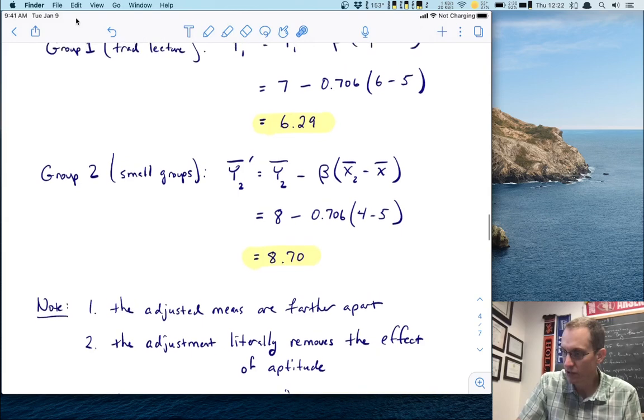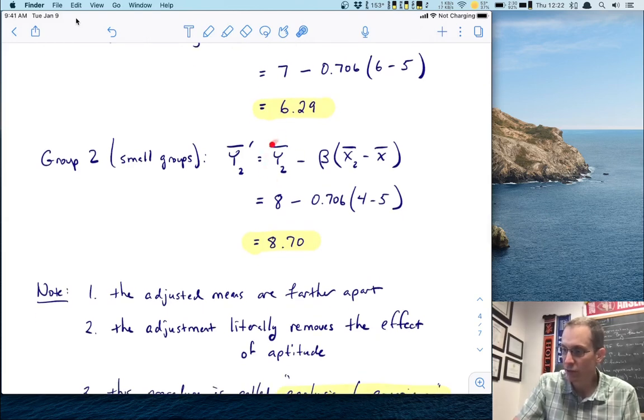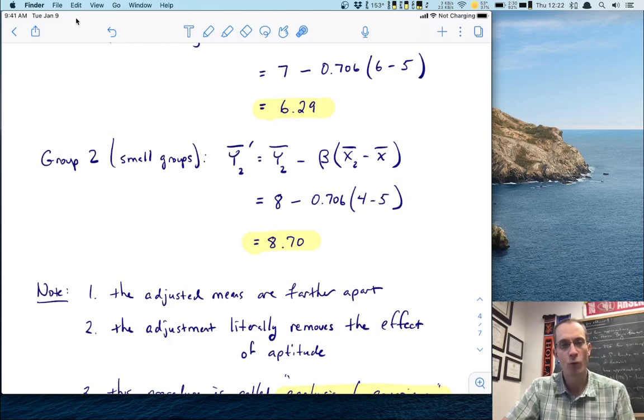Look at what the formula is doing. It's saying take the original group mean and subtract some stuff off. What you're subtracting off is the effect of aptitude for that group. Okay, that's why the mathematics looks like it does, and why it has that slope for the regression lines. It's the continuous effect of aptitude.